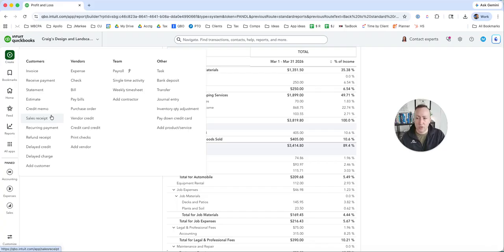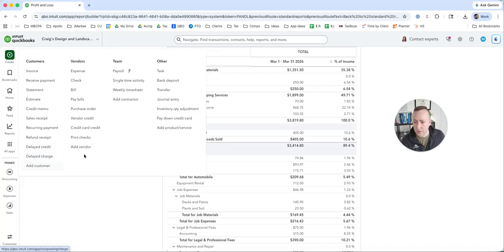A sales receipt could be one way to record a deposit. Alternatively, if it's an advance deposit for something that you haven't invoiced them against, then you could just receive the payment and then they would have a positive credit balance on their account. Most of you will probably not get into recurring payments, refunds, receipts, maybe a delayed credit or a delayed charge. So that would be something that shows up when you go to create an invoice to your clients later on down the road, and then add customer.